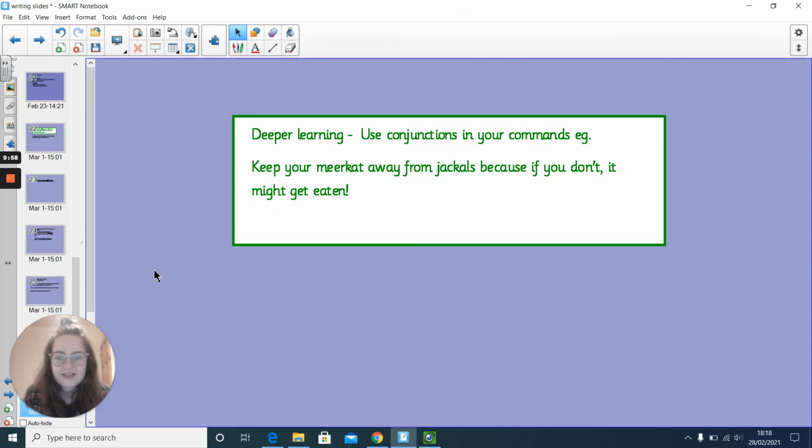If you would like a challenge, you could have a go at using some conjunctions in your commands. So my example here is keep your meerkat away from jackals, because if you don't, it might get eaten. It has the conjunction because in the middle of that command sentence. So all of your sentences will start with an imperative verb, which we're looking at today, which is a doing word that comes as the first word in the sentence to be bossy, to tell somebody what to do.